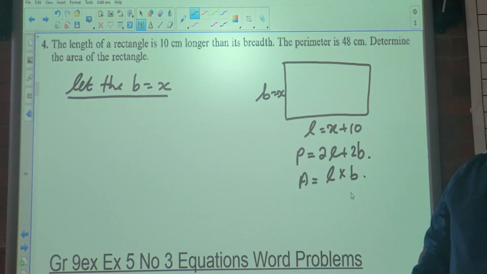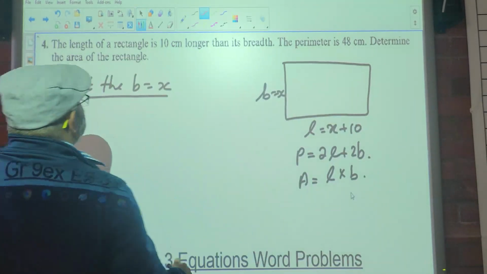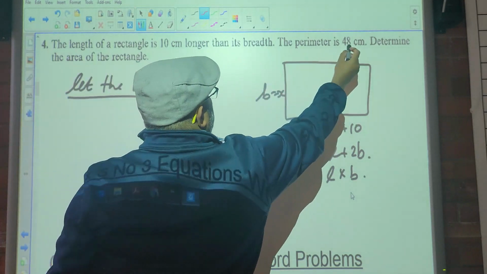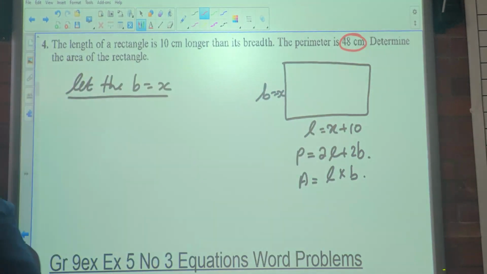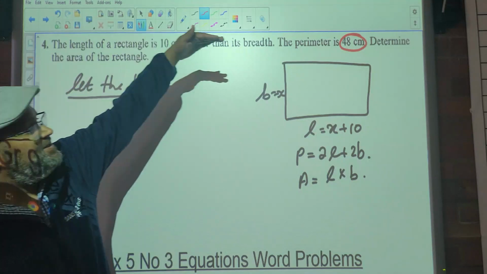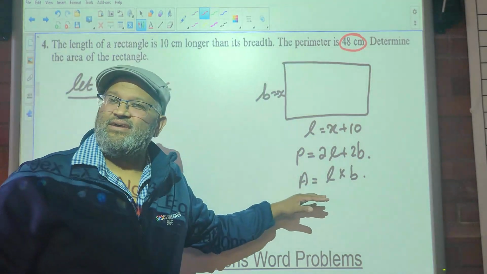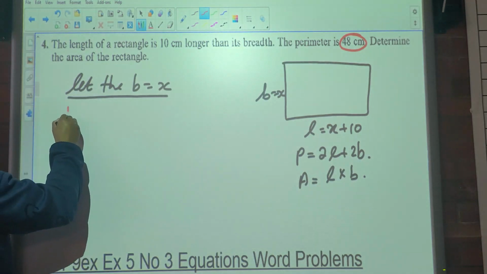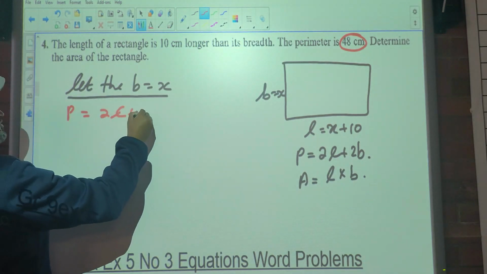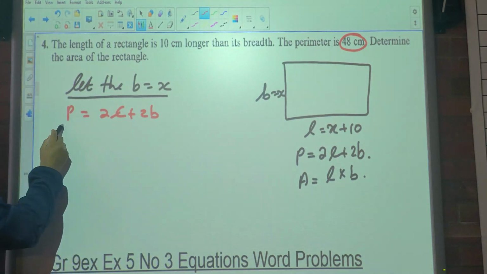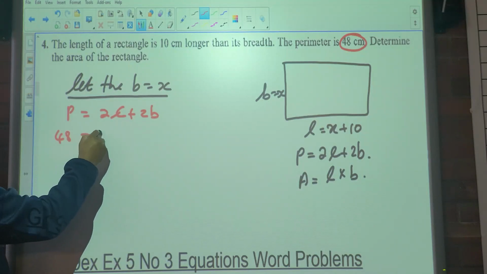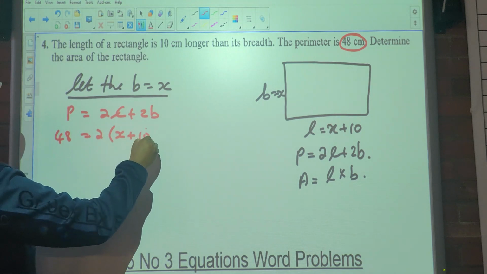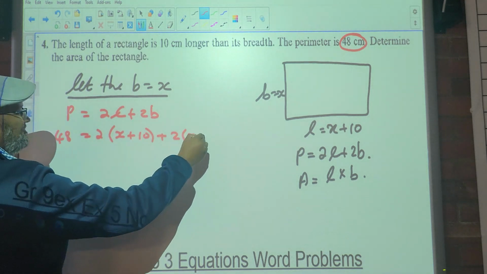Alright. So let's go. The length of the rectangle is 10 centimeters longer than the breadth. The perimeter is given, so I start off with the perimeter. If the area had to be given, I would have started off with the area. You guys understand? So let's go. Perimeter is equal to 2 length plus 2 breadth. What is the perimeter? 48 equals 2 times the length, x plus 10, plus 2 times x.